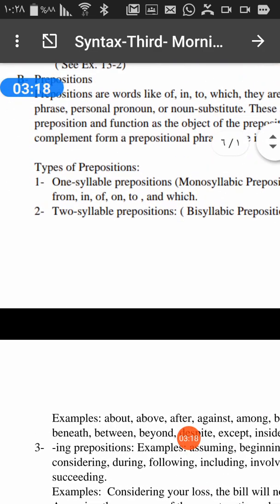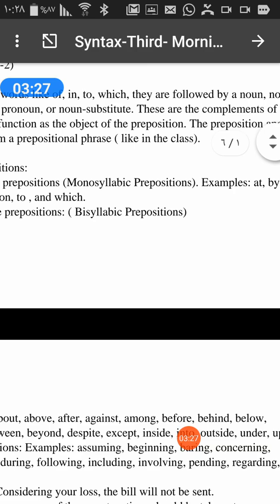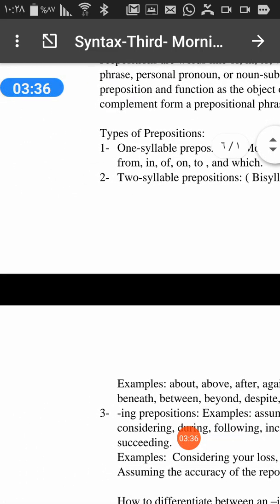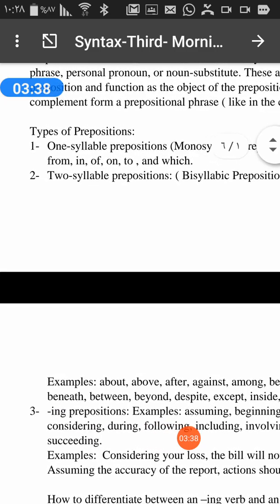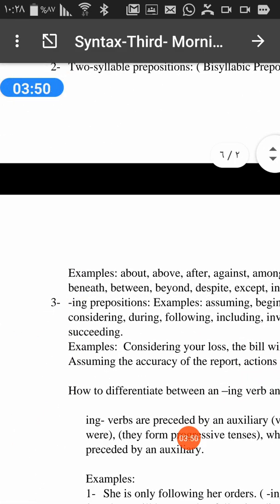So in general, as we have seen, there are three types of prepositions. One syllable prepositions, حروف الجر تتكون من مقطع واحد. They are sometimes called monosyllabic prepositions, حروف الجر أحادية المقطع, like at, by, for, from, in, of, on, to, and which. Second type of prepositions, two syllable prepositions, حروف الجر ثنائية المقطع. They are also called bisyllabic prepositions.